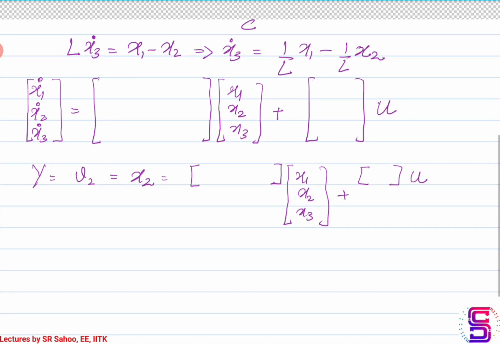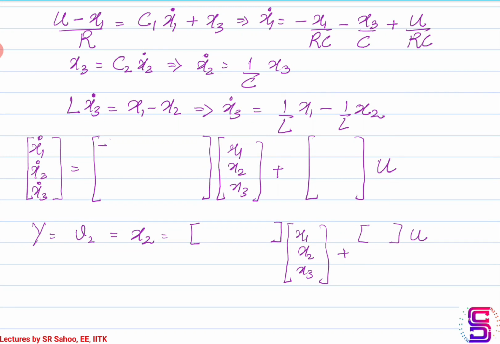We'll start with x1 dot. So let's go back. So x1 dot is minus 1 by RC x1, 0 x2, minus 1 by C x3 plus 1 by RC multiplied by U. x2 dot is 0 x1, 0 x2 and 1 by C x3 and 0 U, and x3 dot is 1 by L x1 minus 1 by L x2, 0 x3 and 0 U.